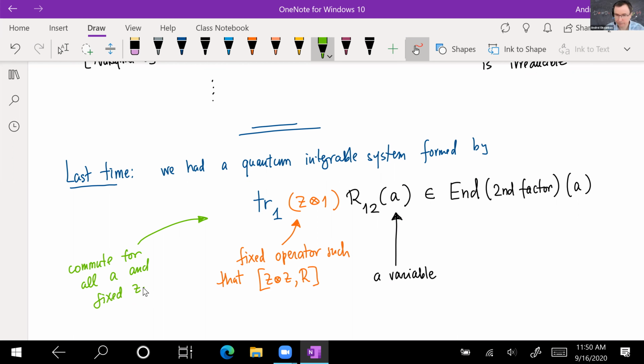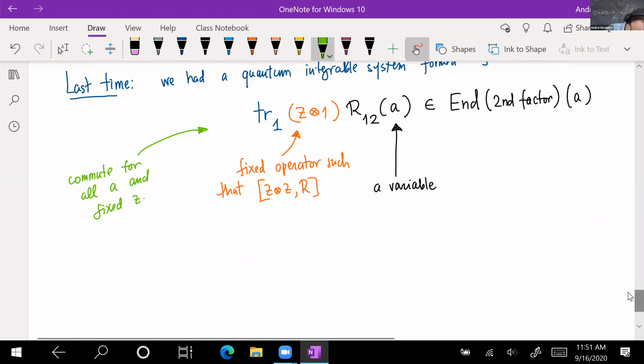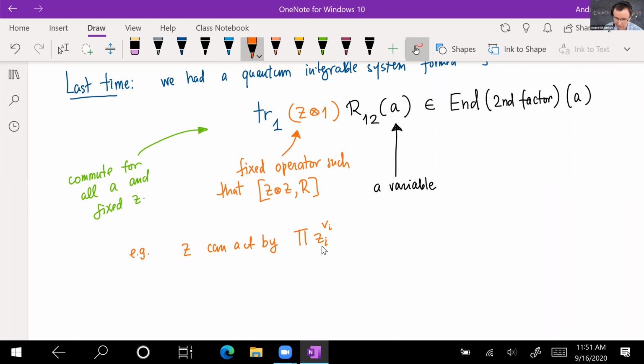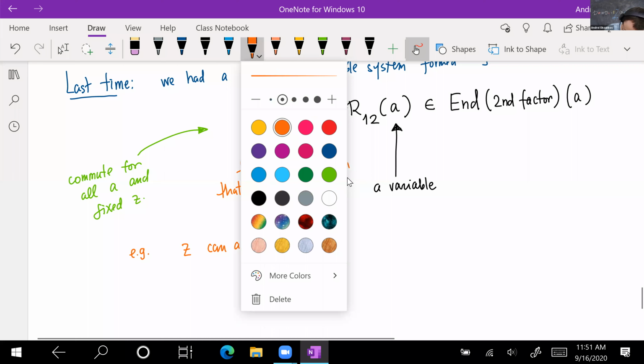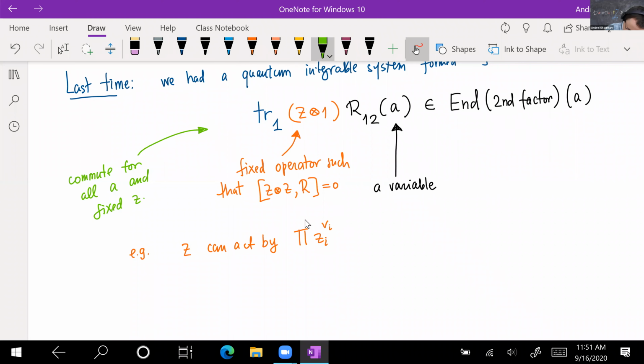And so then, an example, the principal example of such that Z could act by a kind of product of Zi to the dimension vectors. It just records the dimension vector. And of course, since the R matrix preserves the sums of dimensions, that would commute with R. So this is such that this is 0, and this would be implied by that. So R commutes.